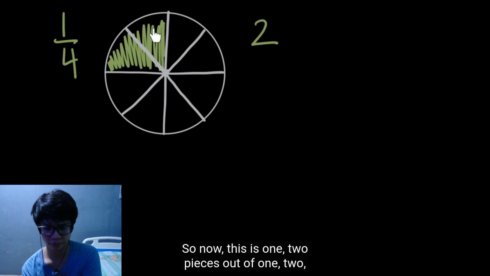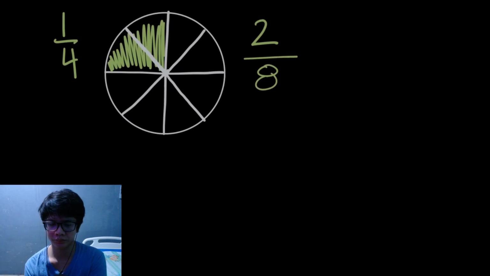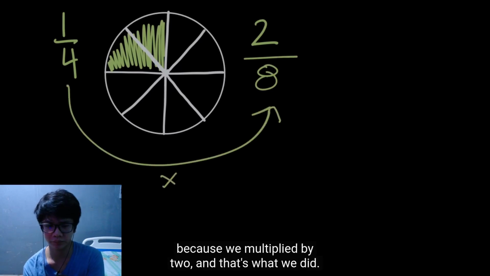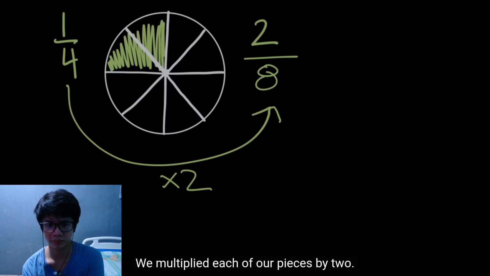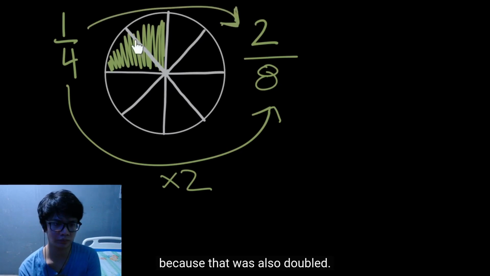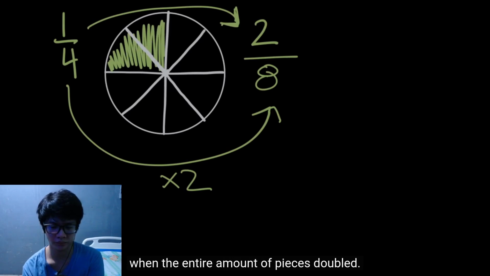So now this is 2 pieces out of 1, 2, 3, 4, 5, 6, 7, 8 equal size pieces. So 2/8. And you can see 8 is a multiple of 4 because we multiplied by 2. And that's what we did. We multiplied each of our pieces by 2. We also multiplied our numerator by 2 because that was also doubled. The amount of shaded pieces doubled when the entire amount of pieces doubled.